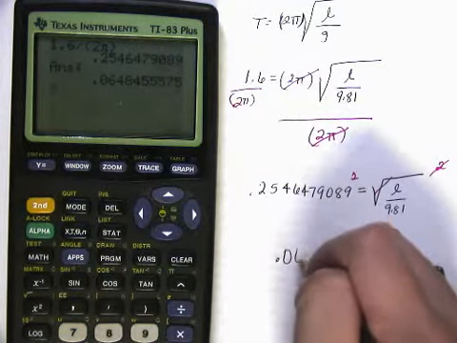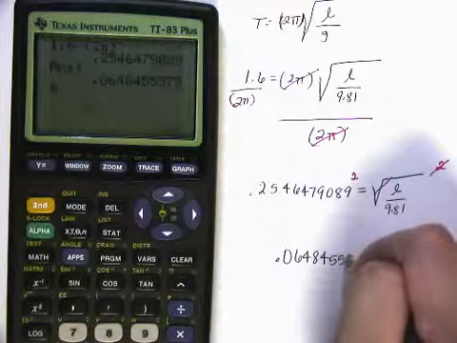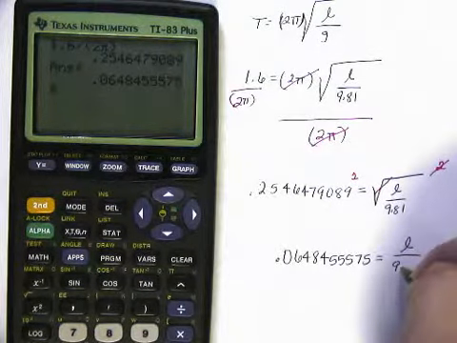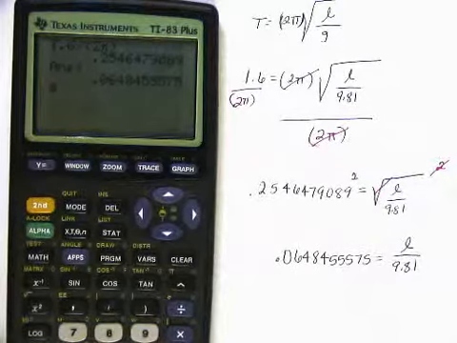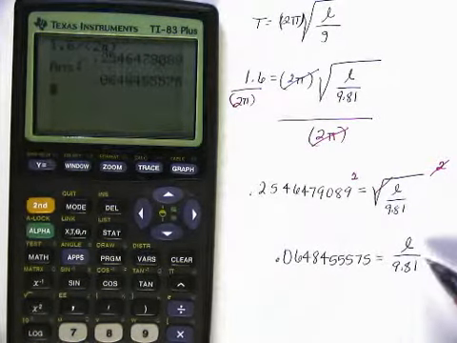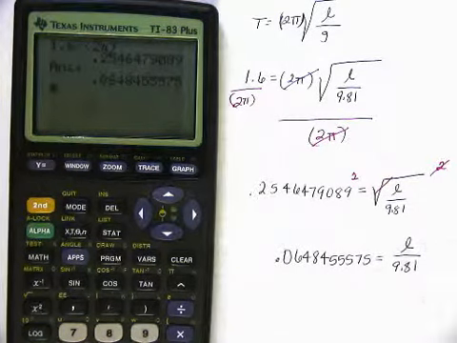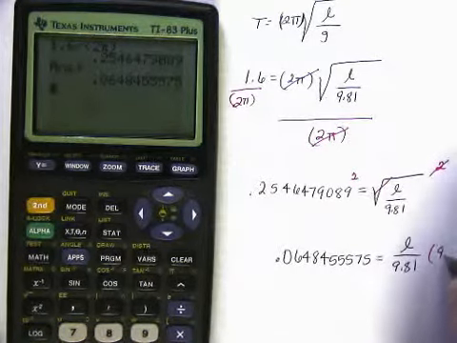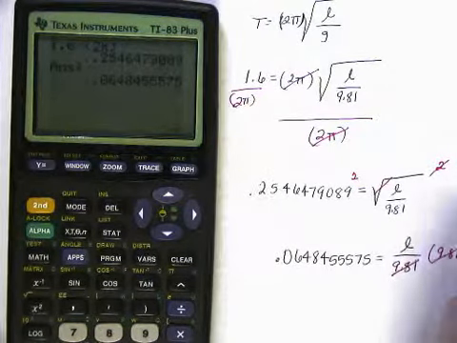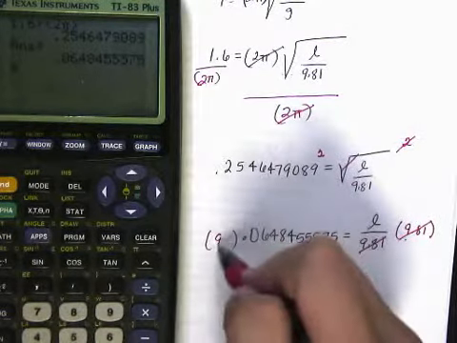So I've got 0.06484555575 equals L over 9.81. At this point, it is basic algebra. In order to get L itself, since it's being divided by 9.81, I'm going to do the opposite, which is multiplying. So I multiply both sides by 9.81. This will cancel out. And remember, whatever you do to one side of the equal sign must be done to the other.